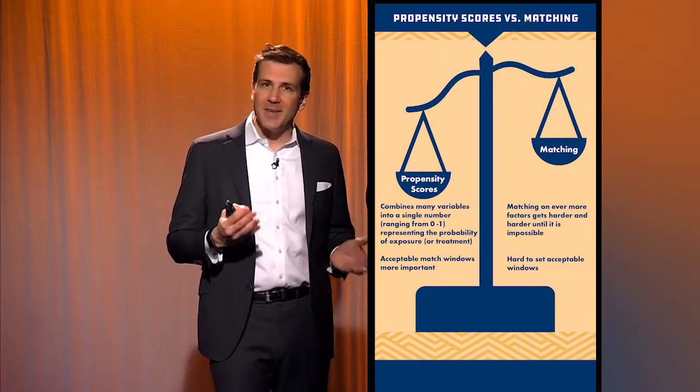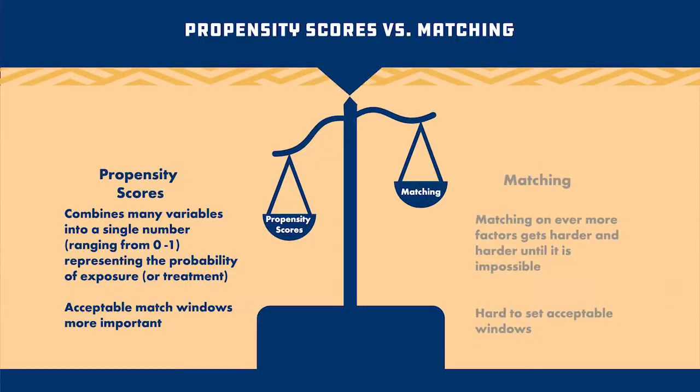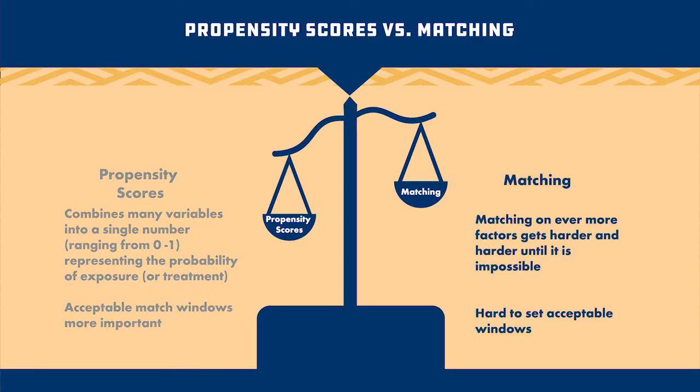So this sounds a lot like matching, so let's talk for a minute about the difference between propensity scores and matching. Propensity scores combine many variables into a single number, ranging generally from 0 to 1 conventionally. So you take all those factors and you come up with a probability that this person is going to get a cholesterol medication, 40% or 0.4, okay? Whereas matching tries to kind of perfectly match people on multiple factors, and as we talked about, the more factors you add, the harder and harder it is to find a match.